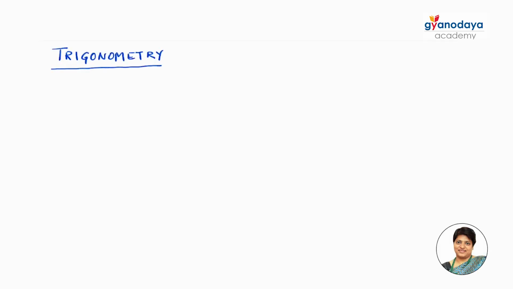The topic for today's discussion is going to be trigonometry. We are going to be restricting ourselves to right angle triangles. In a right angle triangle ABC, right angled at B, let's say theta is the angle at C. Then we'll call AB the perpendicular, BC the base, and AC the hypotenuse.